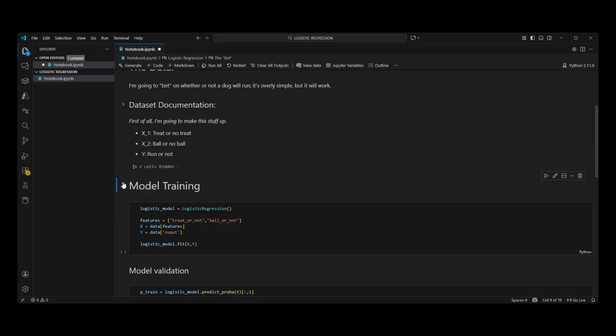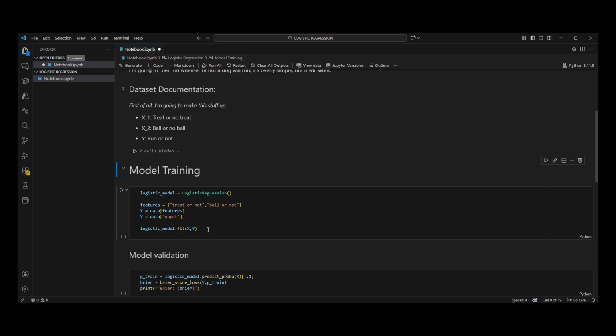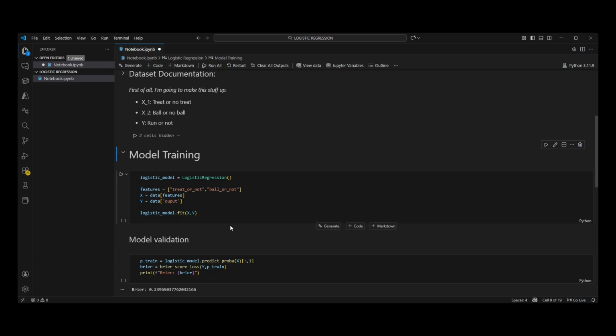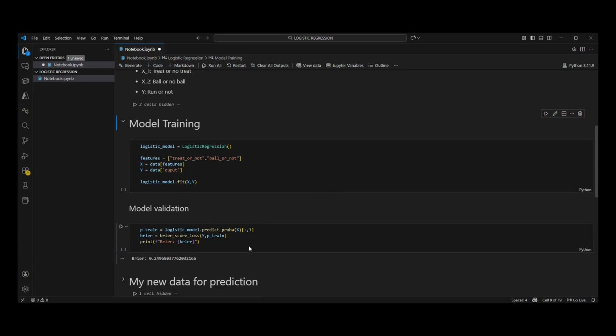Now moving on to model training. So what we do is we train the model on the features treat or not and ball or not, and we need to validate that model. And we get our first interesting observation here about this model. This model is guessing. It's doing about as good as it could ever do. This score here of 0.25, very close to 0.25, means that this model cannot possibly do any better than a good educated guess. This model is not a bad model. It's a very honest model.